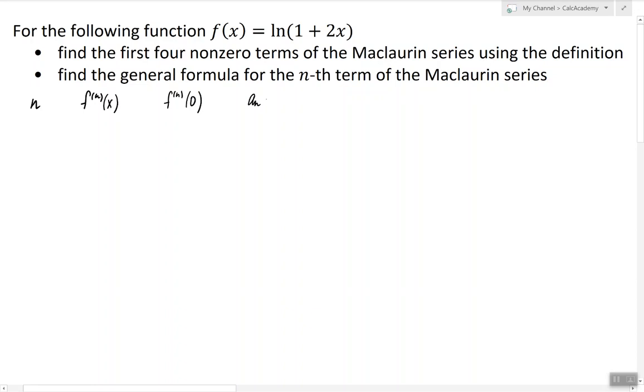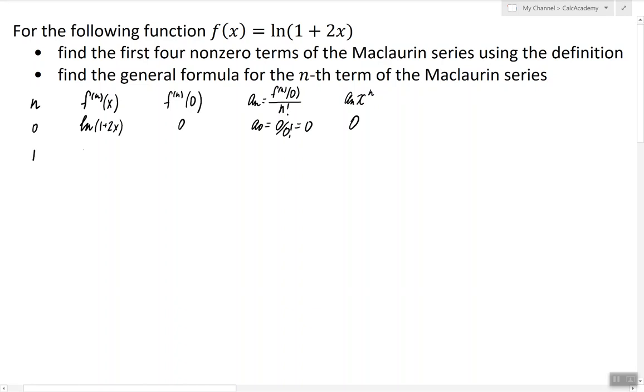Then we're going to compute the nth term coefficient by using this formula. And then we're going to write the actual nth term. So when n is 0, we're just dealing with the function itself. And the function itself evaluated at 0 is 0. So the nth term, in this case it's 0, will be simply 0 divided by 0 factorial, which is 0. So the free coefficient is 0.